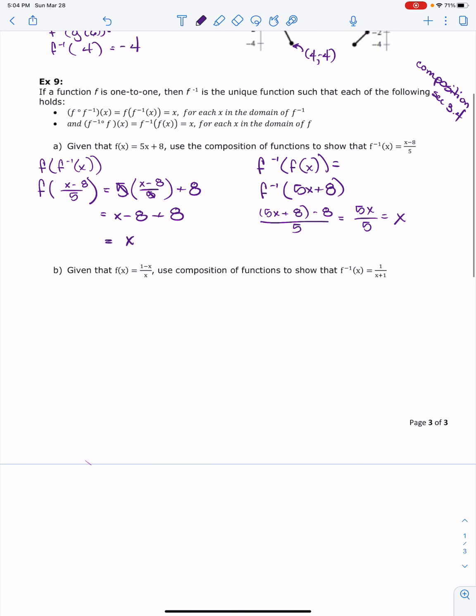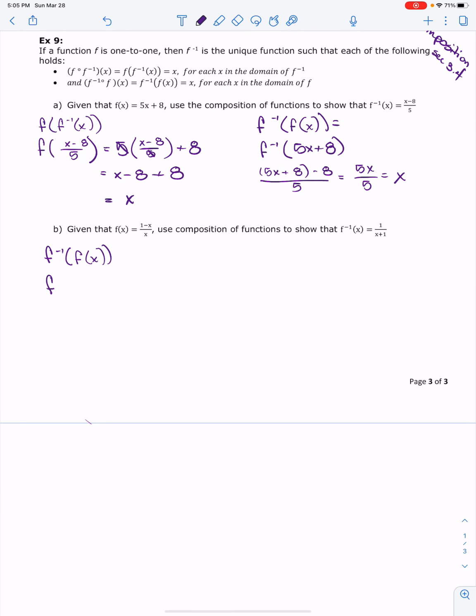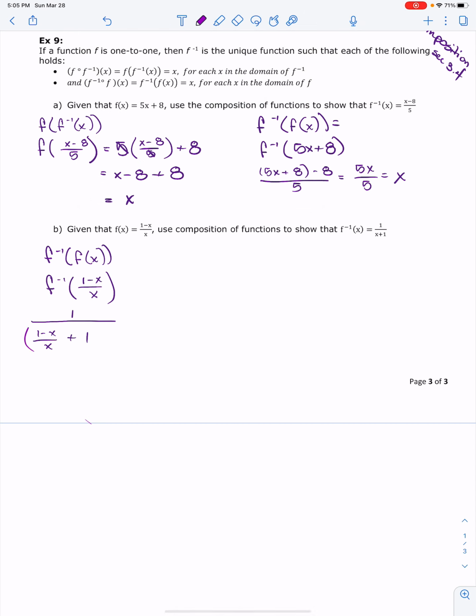B, here we're using those rational functions again. Not sure if it matters which order we do them in. I want to go f inverse of f of x. Not sure why, that's just the way I wrote it down. F of x is 1 minus x over x. We plug that into f inverse. I've got 1 over 1 minus x over x, plus 1, which looks somewhat unpleasant.